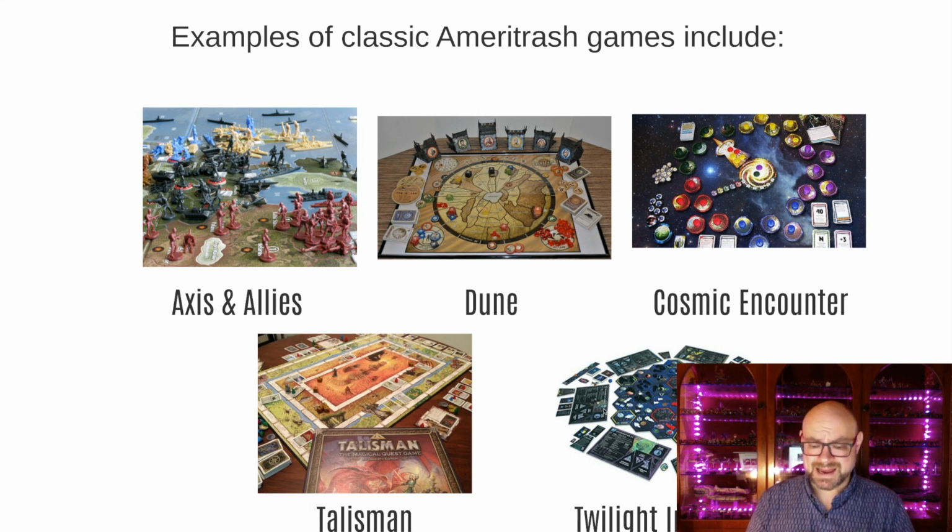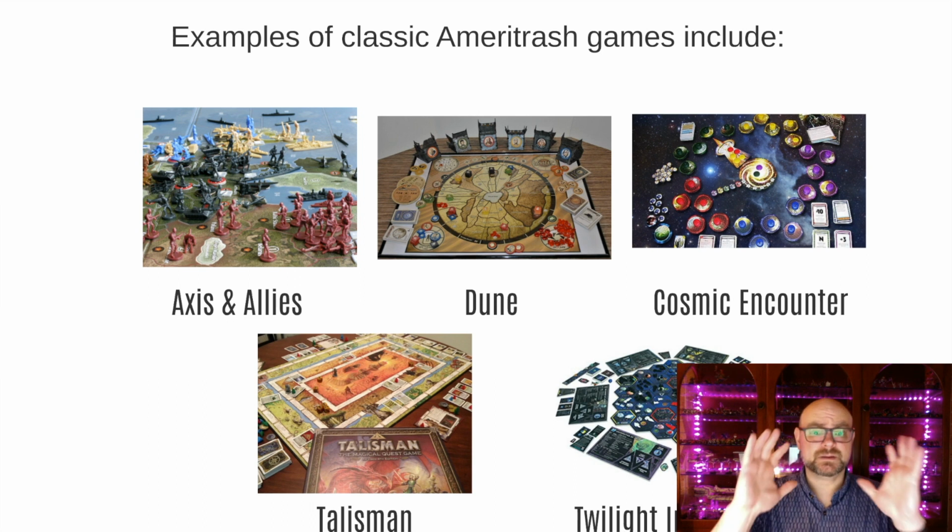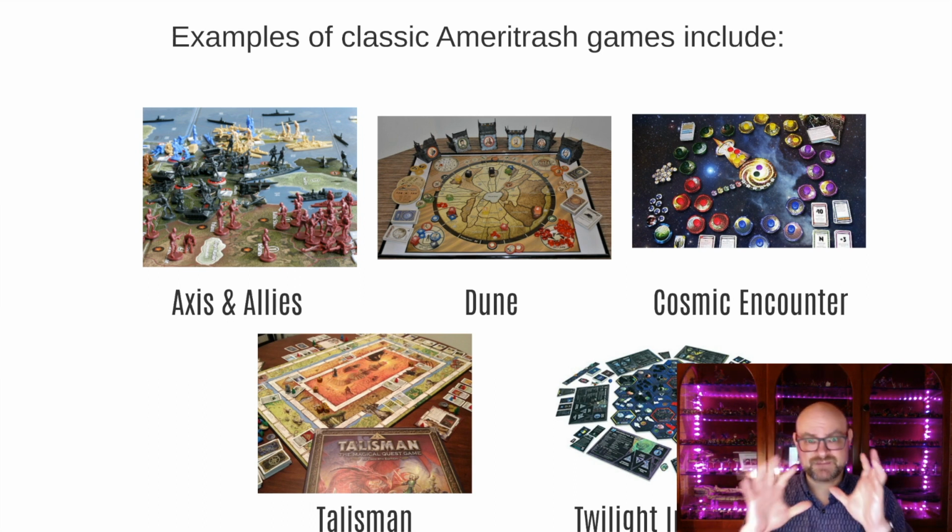And of course, the granddaddy of Ameritrash games is Twilight Imperium, where you have tiny little spaceships. Again, notice the hex board, like Settlers of Catan, and you have individual races that get powers, and you've got to fight or negotiate with other players. And I think you can get up to 8 players. Twilight Imperium can take forever to play, but it is a fantastic experience.